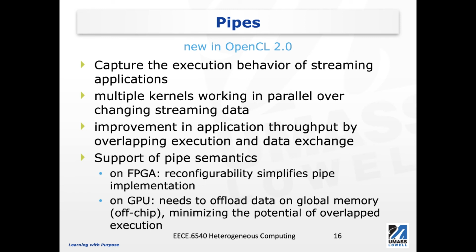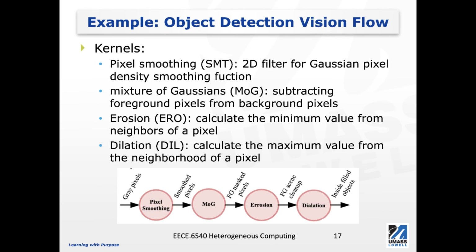The support of pipe semantics can be different from device to device. On FPGAs, because of their reconfigurability, implementing pipes is simpler. On GPUs, because there are no pipe structures built in, it will need to offload data to global memory, which is off-chip. As a result, it minimizes the potential of overlapped execution.